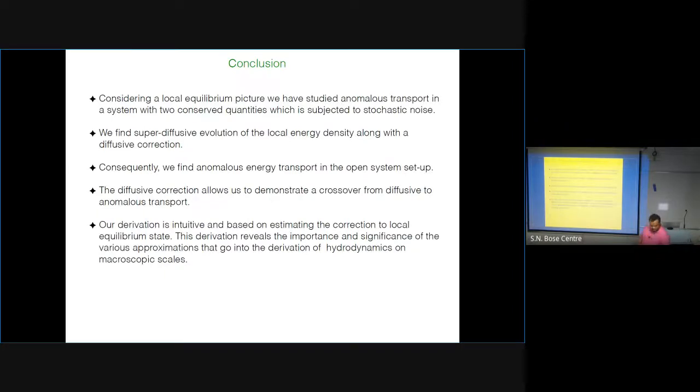Anyway, I think I have taken a lot of time. Yeah, this is the conclusion. We have looked at the anomalous transport in this model, and we have found a super diffusive scaling with a correction to the diffusion term, and that allows us to demonstrate a crossover from diffusive to anomalous transport. And I hope this derivation also reveals some of the approximations that go into the derivation of hydrodynamics. Yeah, thank you.